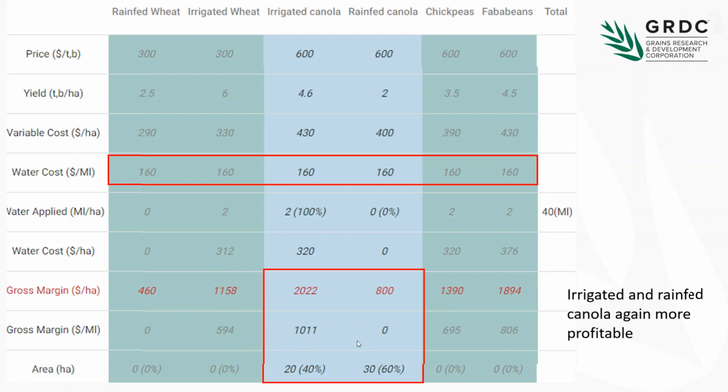So you might say, well, why would that be? It might be associated with the higher price of canola, $600 a tonne compared with $300 for wheat, for example. It may be because it's a relatively high yield, so it's saying you're getting 4.6 tonne per hectare for an irrigated canola crop compared with only 2.5 for rain-fed wheat, for example. Or it might be associated with other factors.